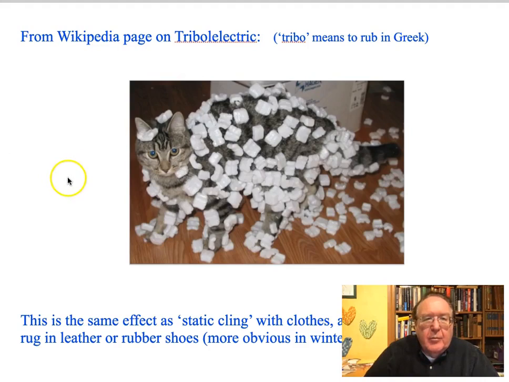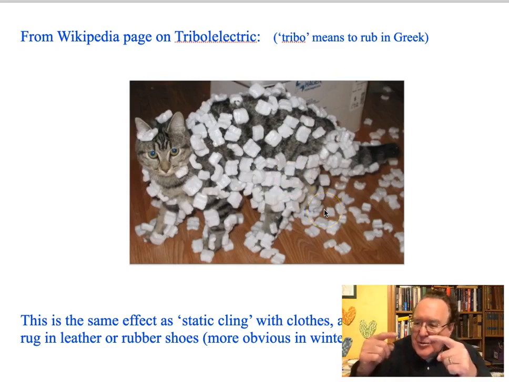Now this I got from Wikipedia. You can do a search for it. Tribo means to rub in Greek, so you're rubbing two surfaces together. This looks like animal abuse, but maybe it's not. Here's the cat and styrofoam. The cat's fur is positively charged and the styrofoams are negatively charged, and there's a very strong attractive force between the negative and the positive charges.